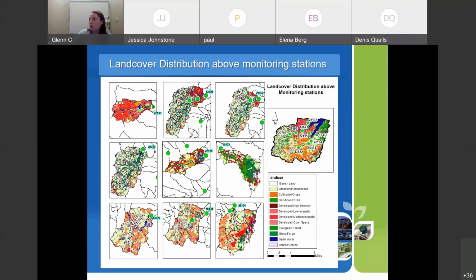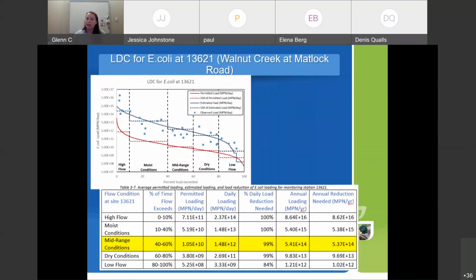All right, so here is one example that I'm going to cover. The remaining are in the report because, in the interest of time, I want to make sure we go into detail on our best management practices. But here is the load duration curve and loadings developed for monitoring station 13621.